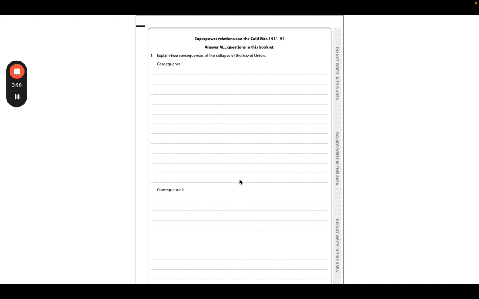It will be split clearly on the exam paper to prompt thinking. In the boxes, you need to put one consequence and completely unpack it, and then you move on to the second consequence and unpack that one, making sure that you do put these in two separate boxes completely.